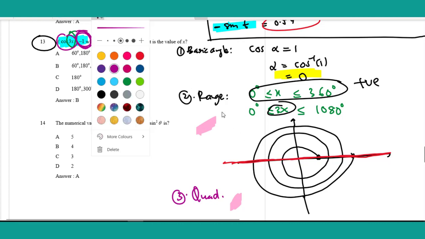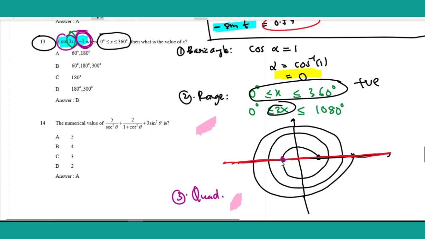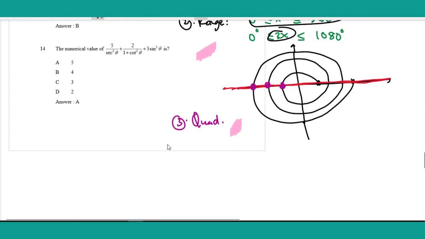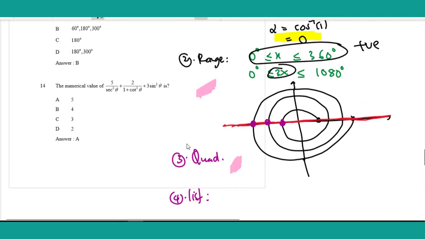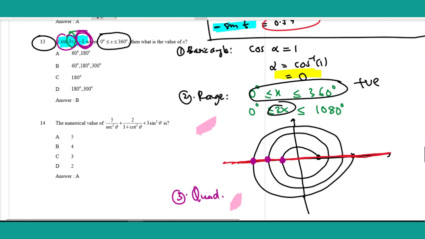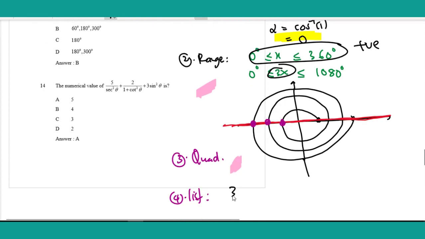Okay, this one is 1, 2, 3. You need to show 3 answers. The fourth is list down all the answers. Before you list the answers, check. This is given with the 3x, so you need to write 3x is equal to.